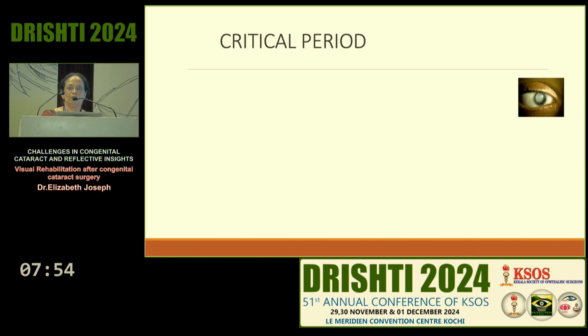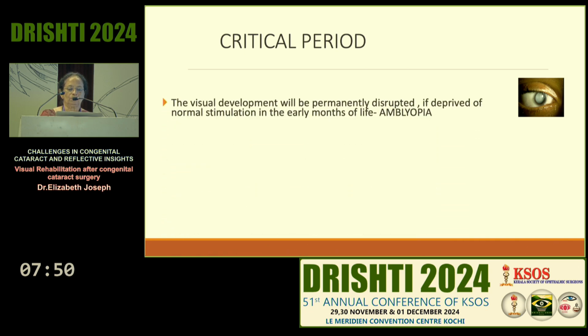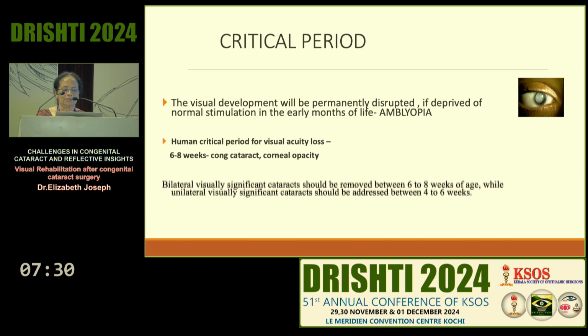So, visual rehabilitation will all depend on the critical period. You know, the visual development will be permanently disrupted if deprived of normal stimulation in the early months of life, leading to amblyopia. And the human critical period for visual acuity loss is only 6 to 8 weeks of life in congenital cataract and in corneal opacities.